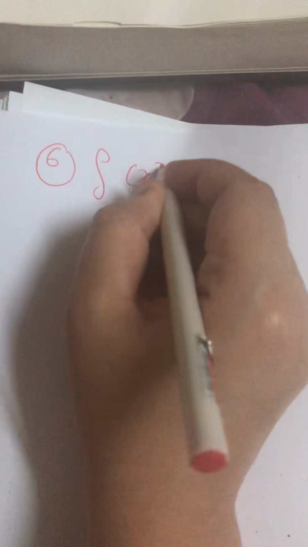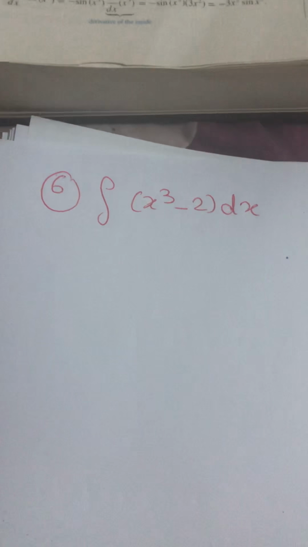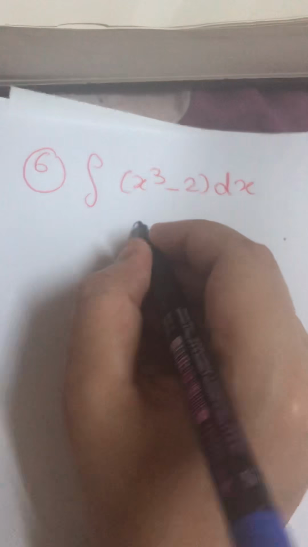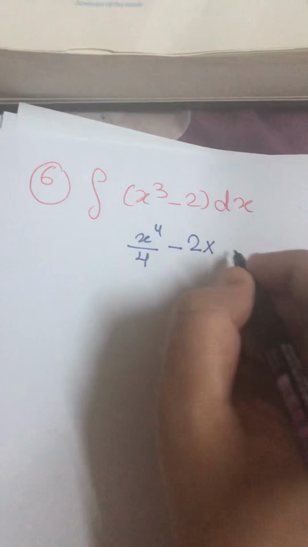Okay, regarding question number 6. Integral of x cubed minus 2 dx. Again, you can directly say it's x to the power 4 over 4 minus 2 times x plus c.